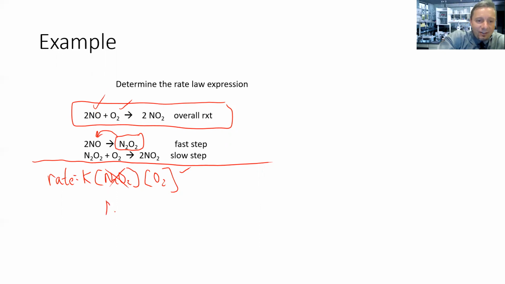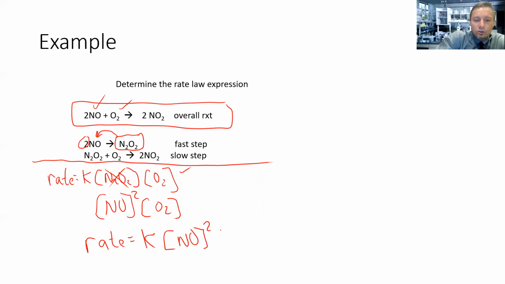So I have NO and there is a coefficient of 2 there, so I raise this to the second. Now I can rewrite this. My rate equals my K constant times NO squared and O2. And that is my rate law expression.